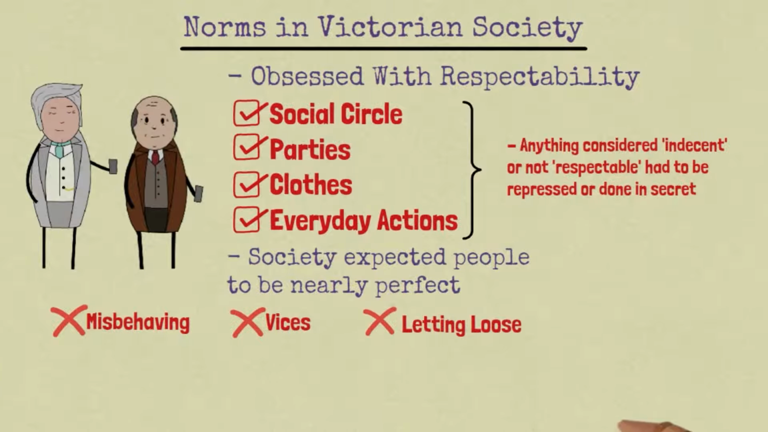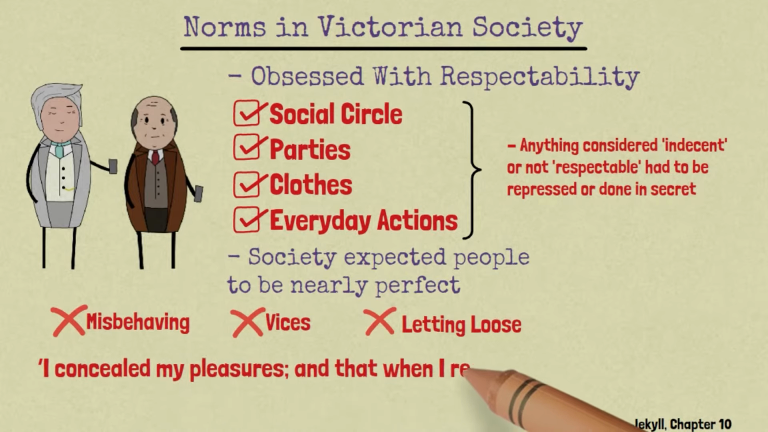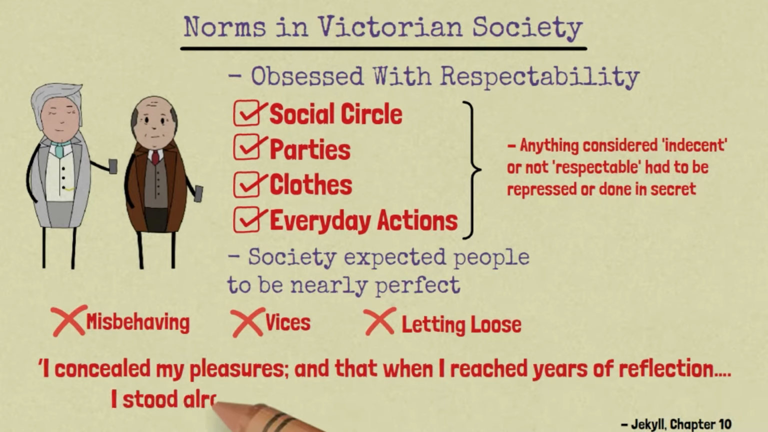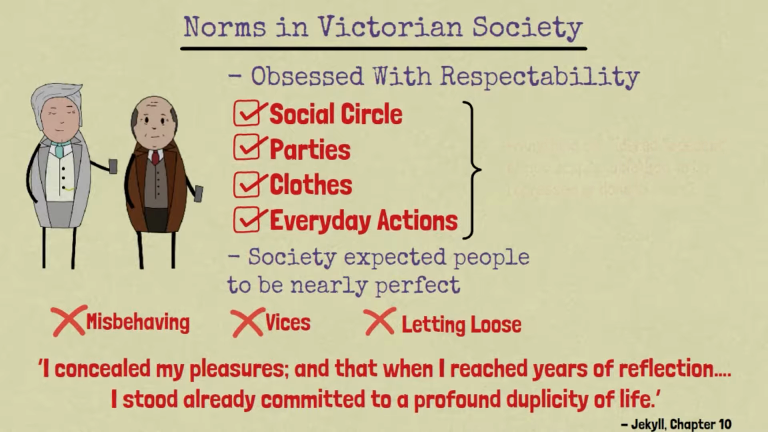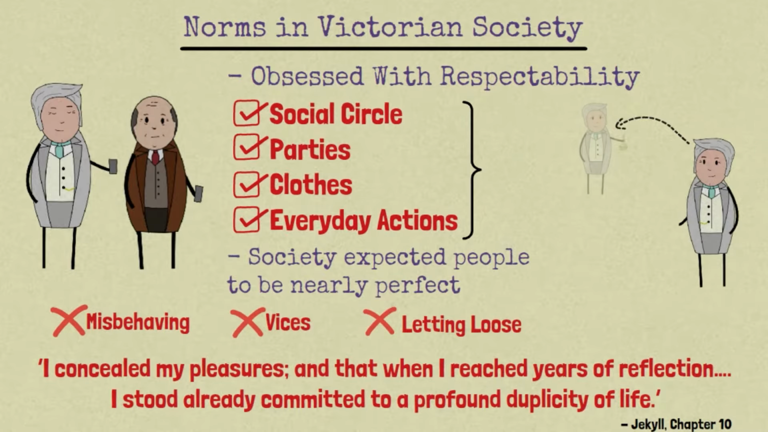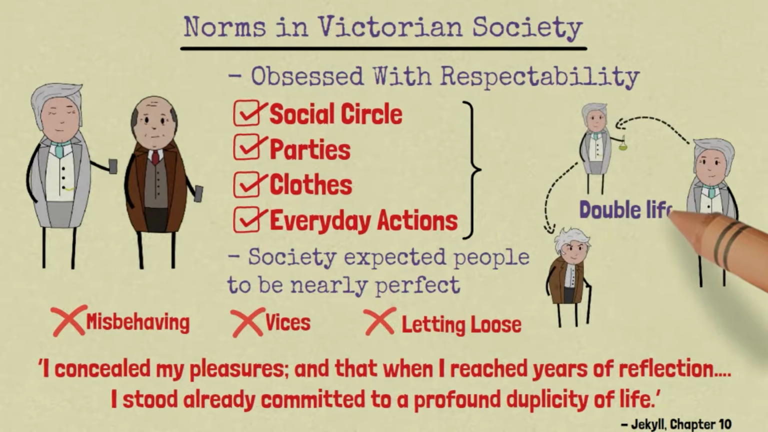However, he says that due to his status and social pressures, "I concealed my pleasures," and that when "I reached years of reflection, I stood already committed to a profound duplicity of life." For years, he repressed his dark side and hid the actions that were considered shameful by society until he found himself living a double life.